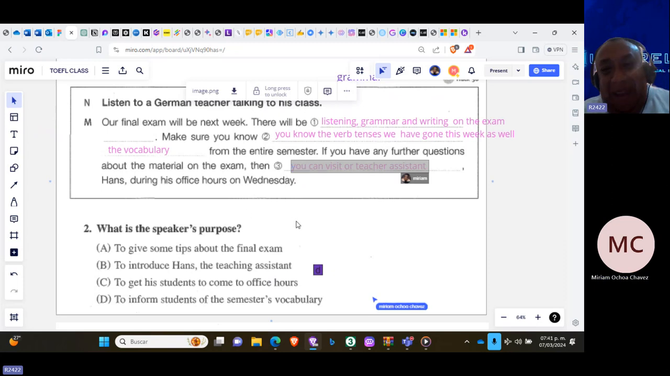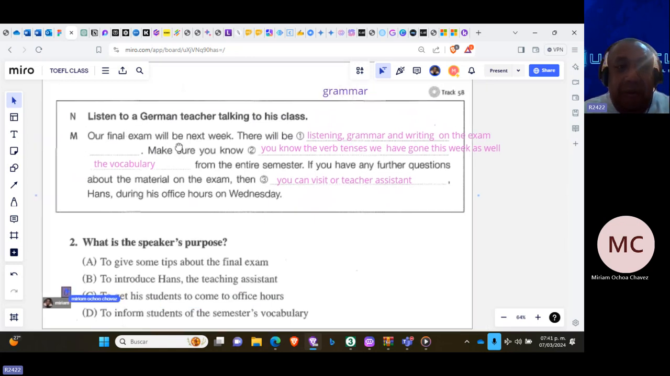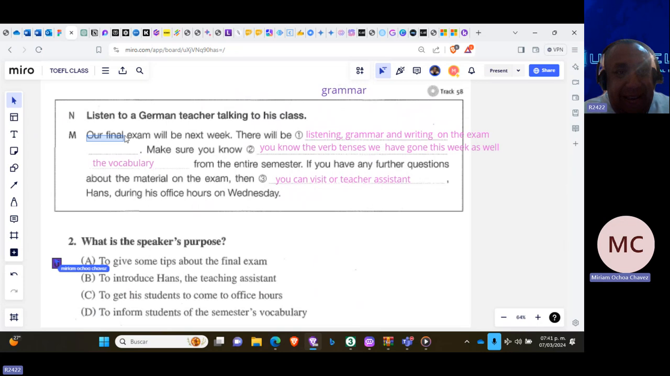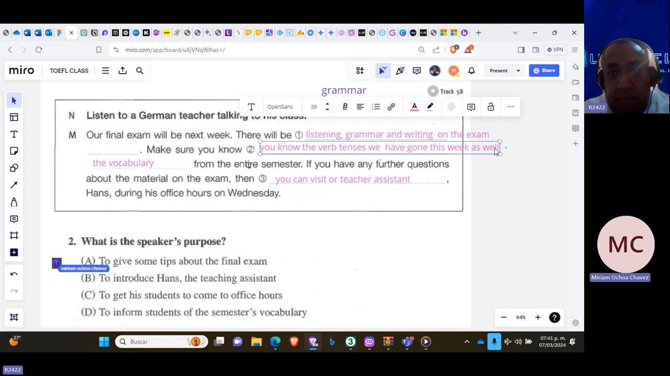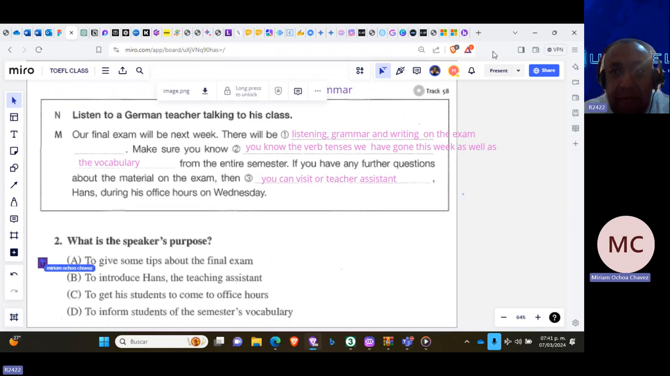Very good, okay? I will read N and you read M, okay? It says, listen to a German teacher talking to his class. Our final exam will be next week. There will be listening, grammar, and writing on the exam. Make sure you know the verb tenses we have gone over this week, as well as the vocabulary from the entire semester. If you have any further questions about the material on the exam, then you can visit our teaching assistant Hans during his office hours on Wednesday. Excellent.